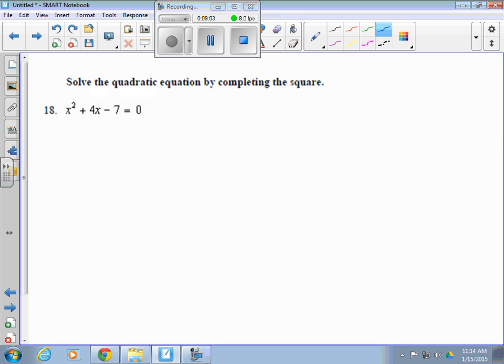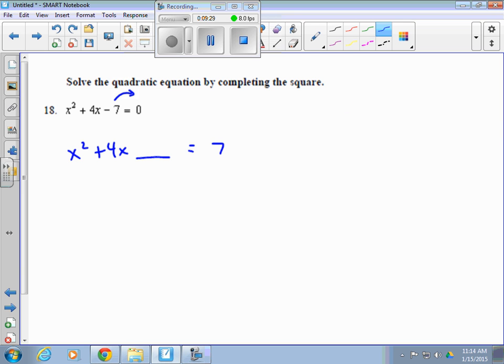Okay, this is completing the square. This is what I started to do a minute ago on number 14. You have to make a perfect trinomial on the left, x squared plus 4x. It's got to say plus c. It's got to be a better c than negative 7. So in order to get rid of that, we need to move it over by adding 7. x squared plus 4x plus c is equal to positive 7 when you add 7 to 0.